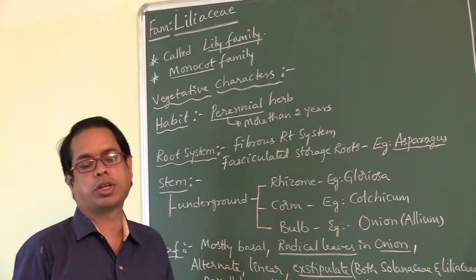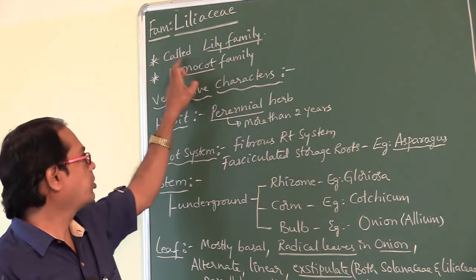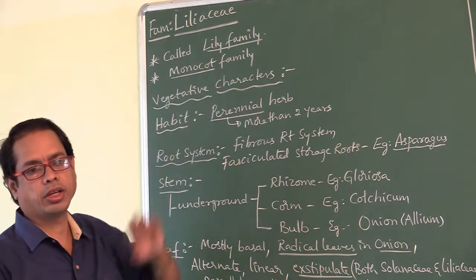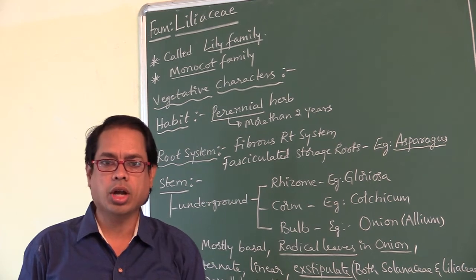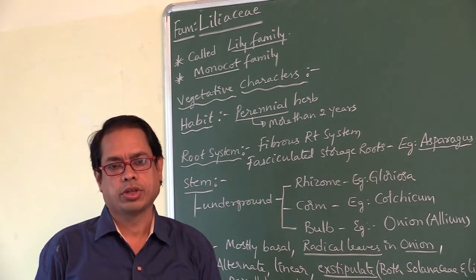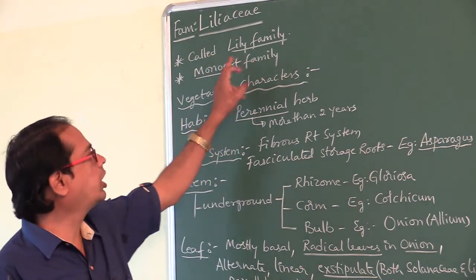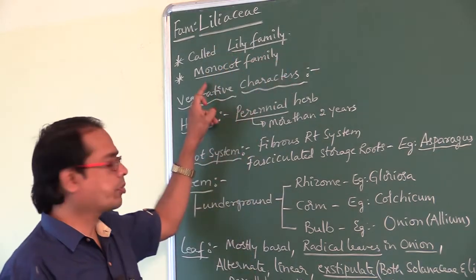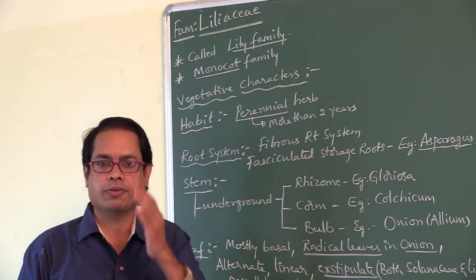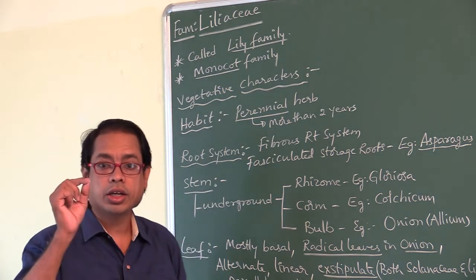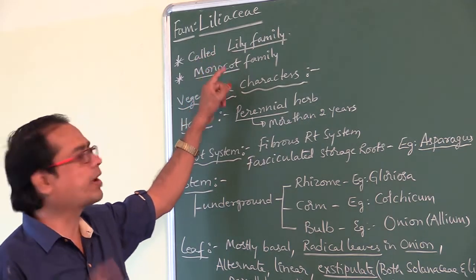Today we will discuss family Liliaceae. It is commonly called the lily family, whereas Fabaceae is commonly called the bean family, Solanaceae the potato family, and Liliaceae the lily family. Liliaceae represents a monocot family, whereas the previous two families, Fabaceae and Solanaceae, are dicot families.